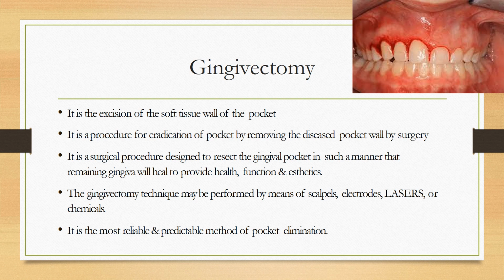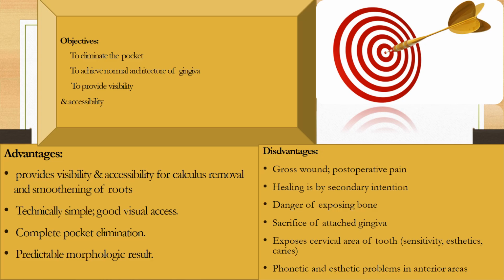So this aims at the complete removal of the pocket. This can be performed by means of scalpel, electrodes, lasers, or chemicals. This is the most reliable and predictable method of pocket elimination. Coming to the objectives, as we said before, the main objective is to eliminate the pocket to achieve normal architecture of gingiva and to provide visibility and accessibility.